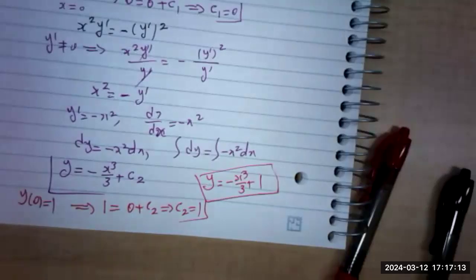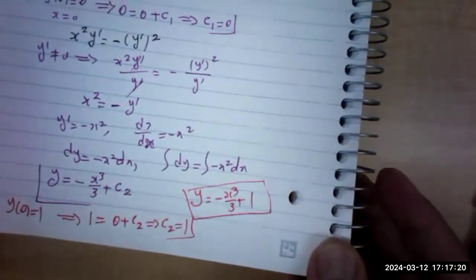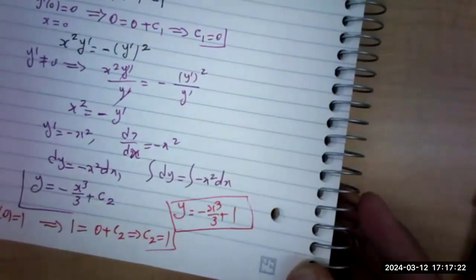Okay, let's check the second type, type two. Type two is a little bit technical because you don't have the variable x. If you don't have the variable x and you want to integrate, you'll be in trouble. So let's check.